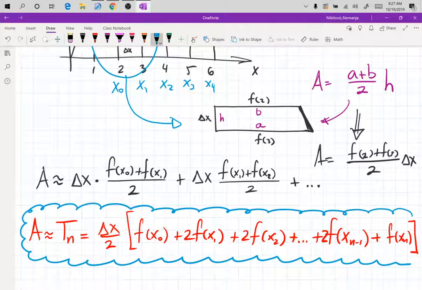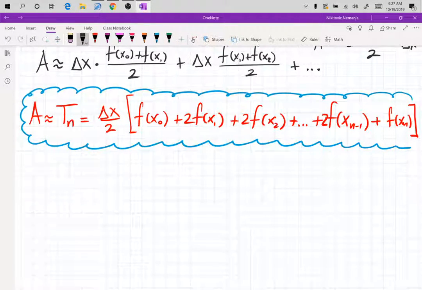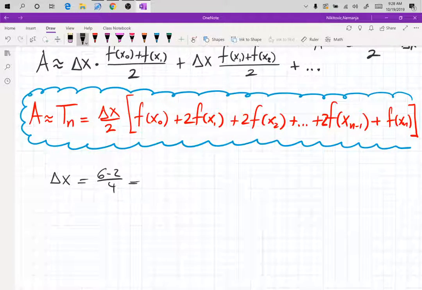So the pattern that you memorize here is 1, 2, 2, 2, 2, 2, 2, 2, 1 at the end. Right? That's the pattern you're memorizing. You memorize the pattern of these coefficients. So if you want to compute our problem from before with the square root, we calculate our delta x, which is 6 minus 2 divided by 4, which is again 1.